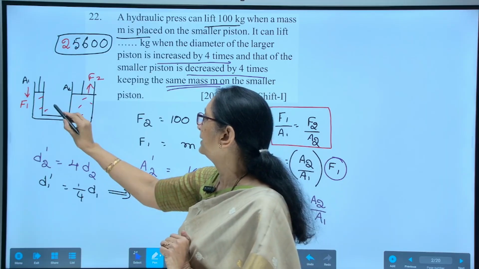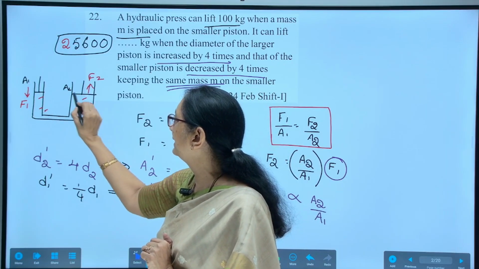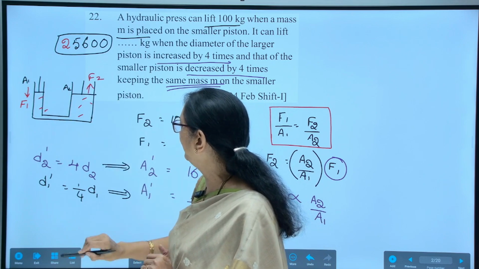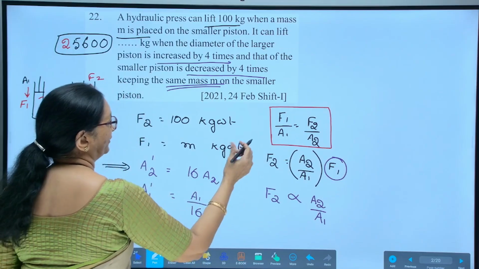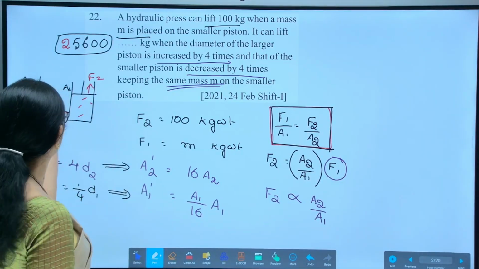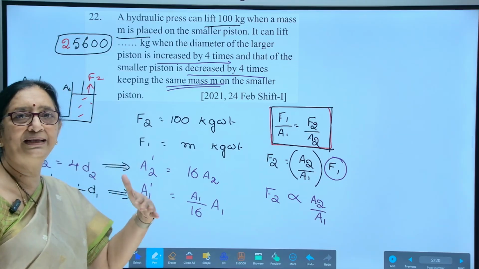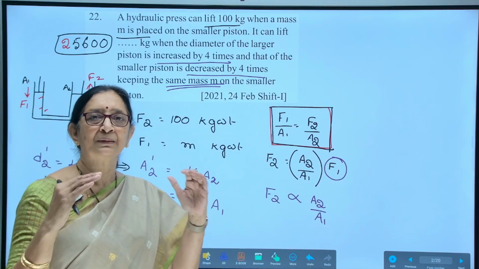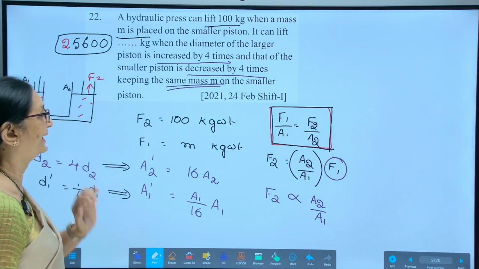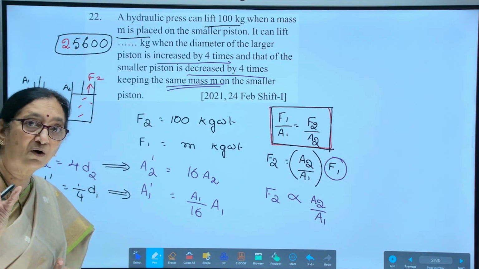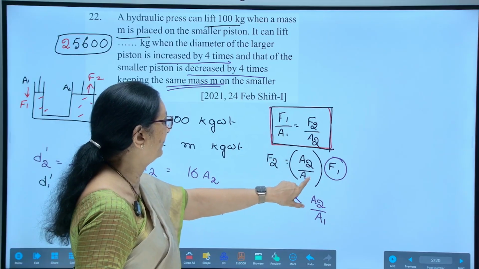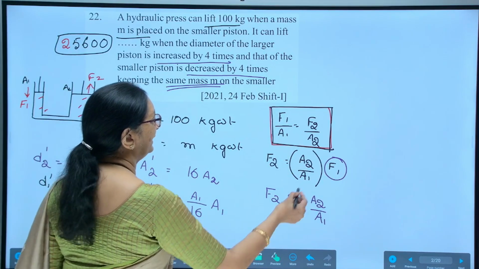From Pascal's law, in a continuous liquid at the same level, pressures are equal. Here the pressure is F1 by A1, that is equal to F2 by A2. That is the principle of hydraulic lift. The pressure at both the narrower and wider pistons will exactly be the same because they will be at the same level as the liquid is communicated in both the limbs. That is the concept. Now here, F2 is equal to A2 by A1 into F1.